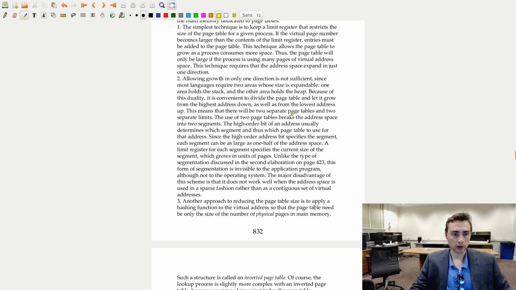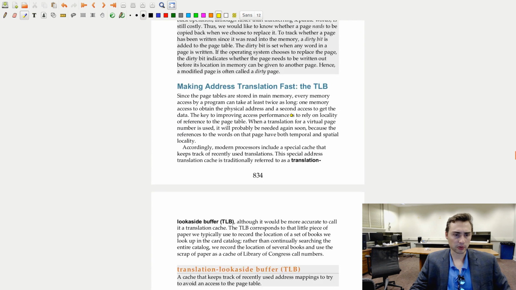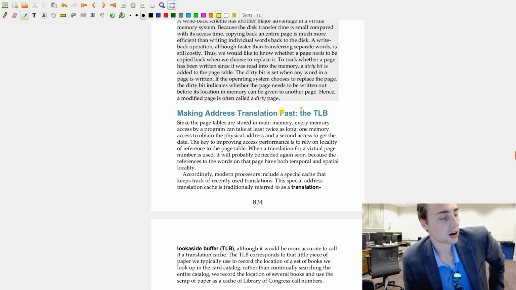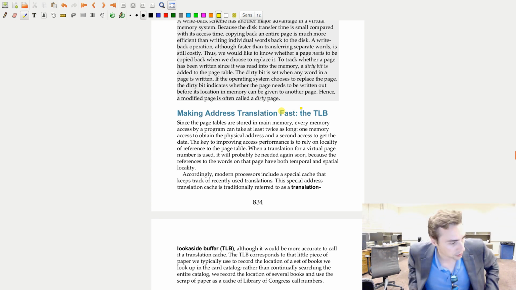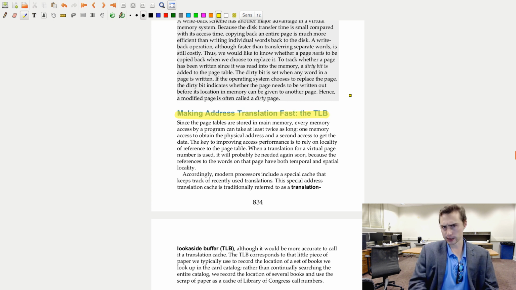Virtual memory for large virtual addresses, it's not terribly interesting. Neither are really writes. Here's a key architectural feature though. We want to make this translation fast, right? We don't want our bottleneck to be translating virtual addresses to physical addresses. So we have something called a TLB, which is a translation look-aside buffer.